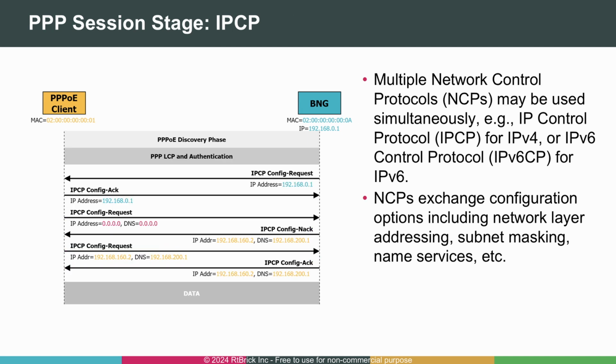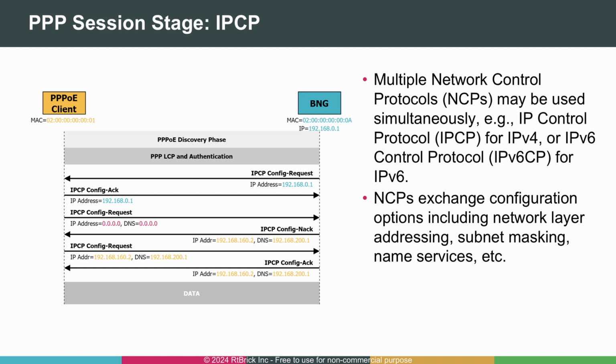After the Layer 2 phases are completed, each Layer 3 protocol runs its own network control protocol to exchange configuration options between the peers. For IPv4, the corresponding network control protocol is the IP Control Protocol, IPCP, which handles configuration options such as IPv4 addresses, subnet masks, and DNS servers. For IPv6, the network control protocol is called IPv6 Control Protocol, IPv6CP.